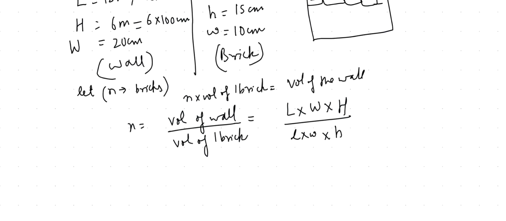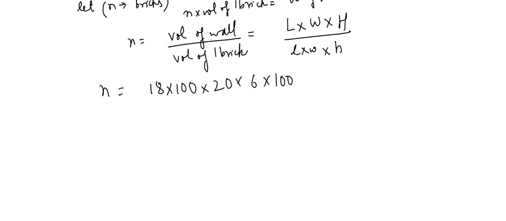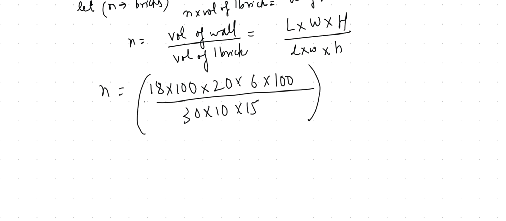So n will be, L is what? L is 18 into 100, into width 20, into height 6 into 100. That is as far as the wall is concerned. We are converting everything to centimeters. And for the brick, it is 30 into 10 into 15. It doesn't really matter whether it is 30 into 15 into 10, because at the end of the day, multiplication is commutative. It wouldn't make any difference.